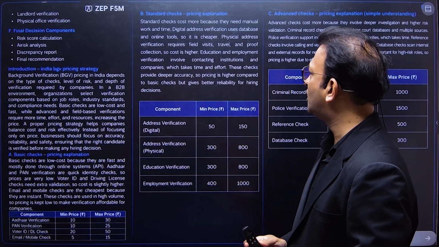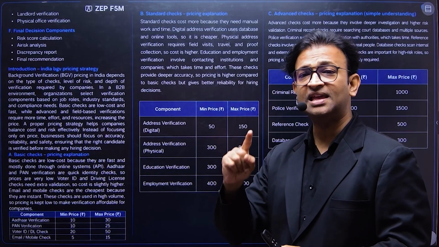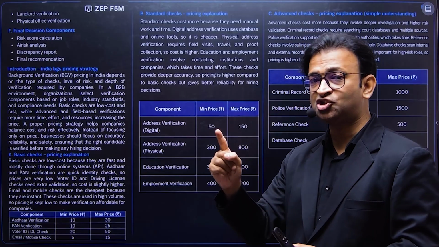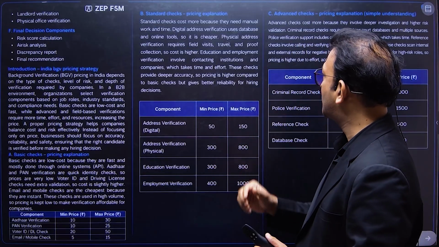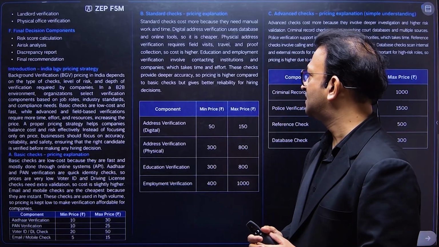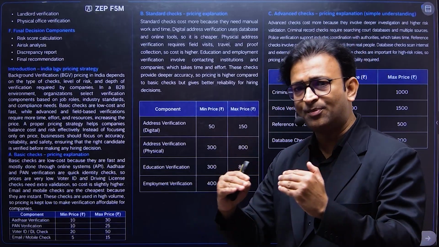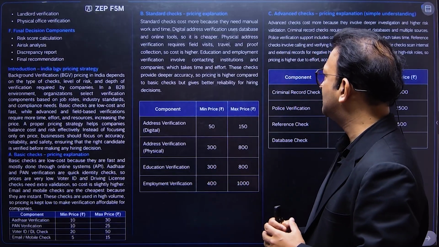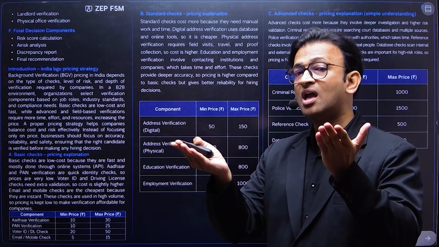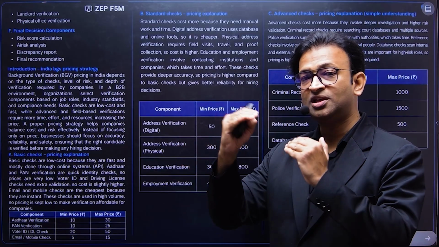Education and employment verification involves contacting the institutions and universities for checking and validation, which takes a lot of time and effort, and these checks provide deeper insights, accuracy and reliability, so the pricing is way higher as compared to the other two.